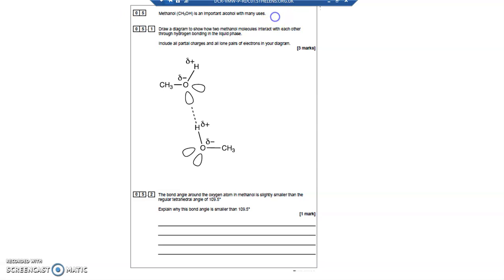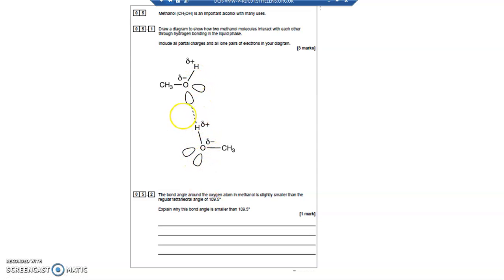So the first thing you've got to do is draw two methanol molecules, so CH3OH, CH3OH, that's your first bit. Then each oxygen has got two lone pairs. Now you can either draw them like this, which is orbitals, or you can put two dots for each lone pair or two crosses for each lone pair. I usually do two dots, but these orbitals are fine, and there should be two on an oxygen there, and you can put two on this oxygen here as well.